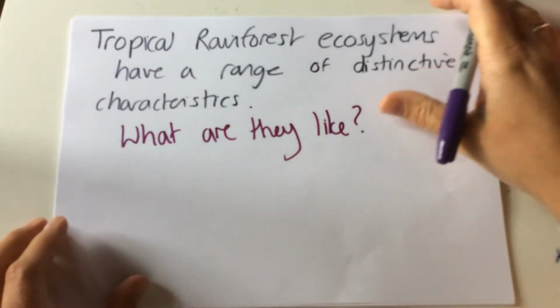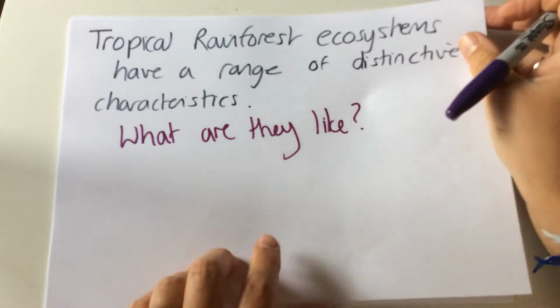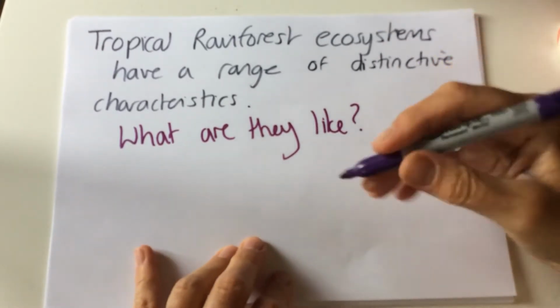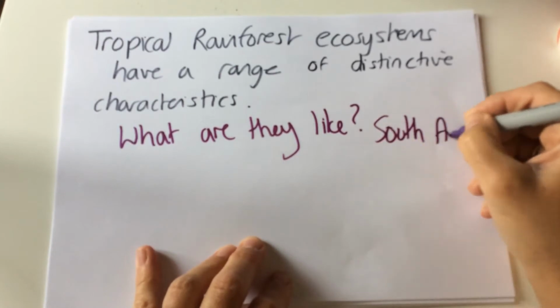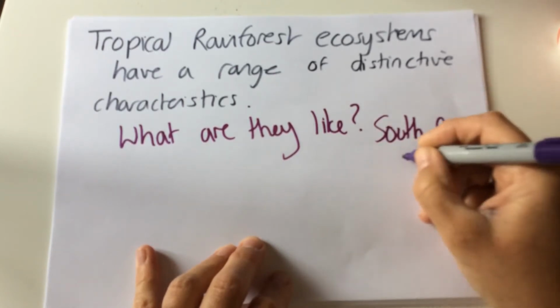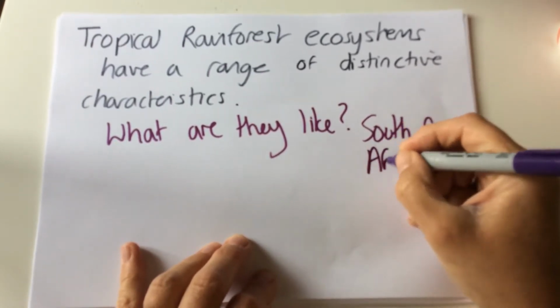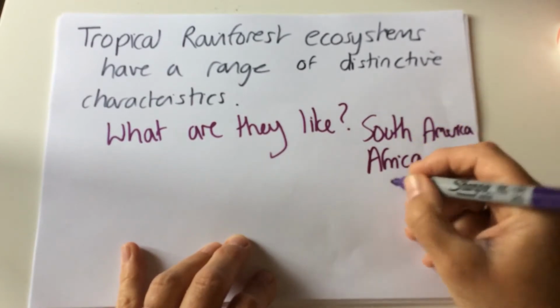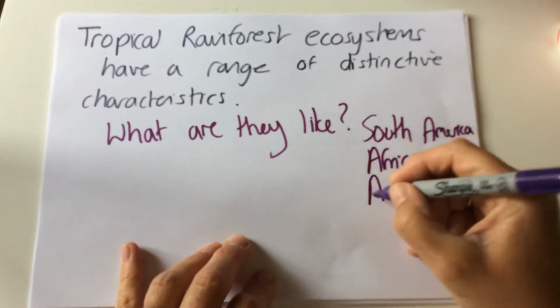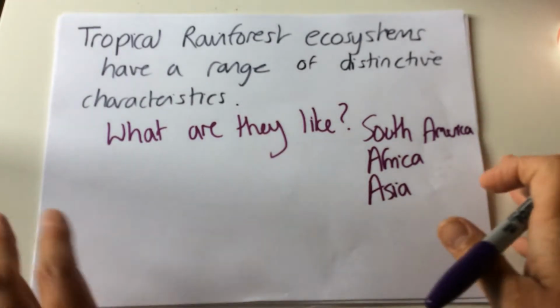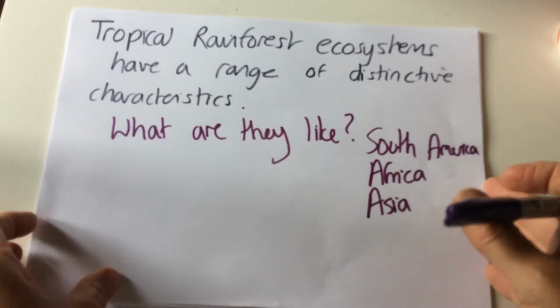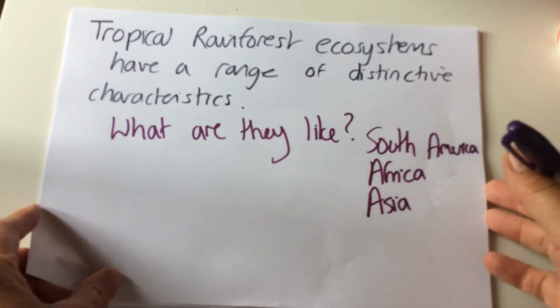So as we know from your learning on ecosystems, we have tropical rainforests around the world. So we see them in South America and Central America. We also see them in Africa, in Western Africa, and also in Asia, Southeast Asia. So these are places where you see tropical rainforests, but what are those common characteristics?